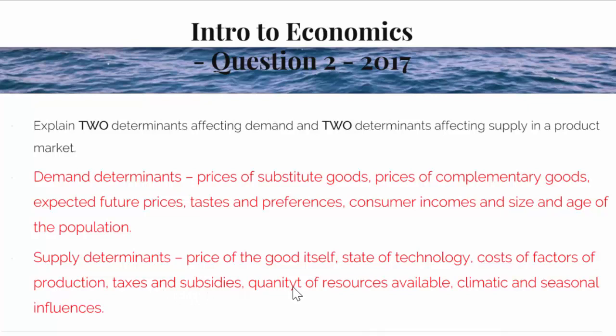Here's a typo, I beg your pardon. Quantity of resources available, climatic and seasonal influences. For example, if we have a drought or a flood or something like that. So again, you've got to pick 2 of these and explain these in context, hopefully with an example. So that's question 2.